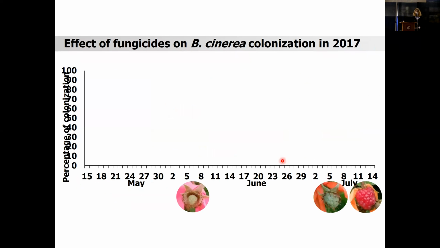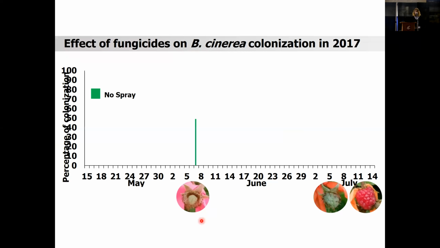If you look at the results, on the x-axis you can see the timeline of the raspberry season in 2017, and also our developmental stages that we sampled at particular dates. And on the y-axis is the percent of samples that were colonized by the fungus. So first, let's look at the level of colonization from non-sprayed fields.